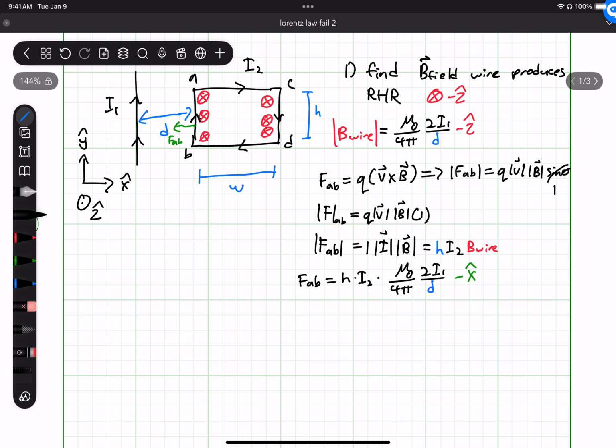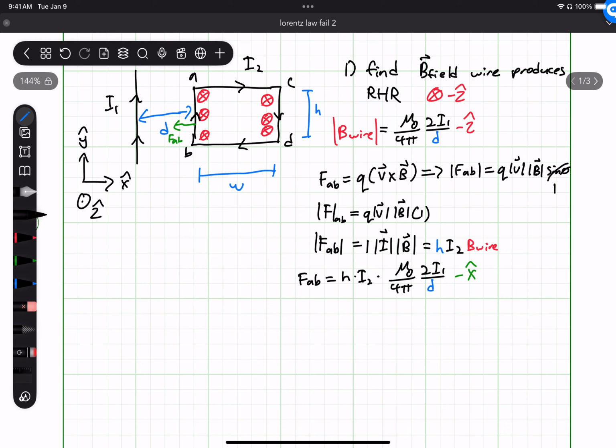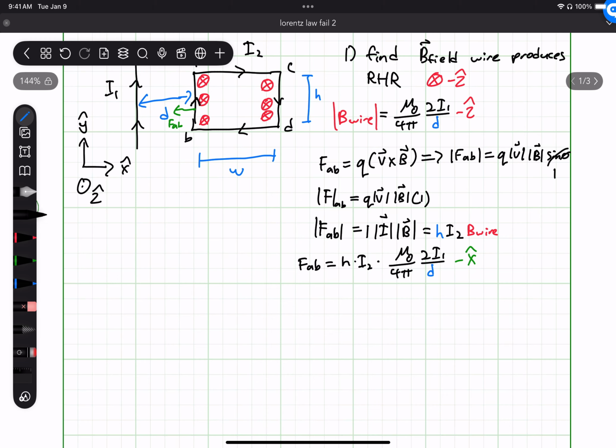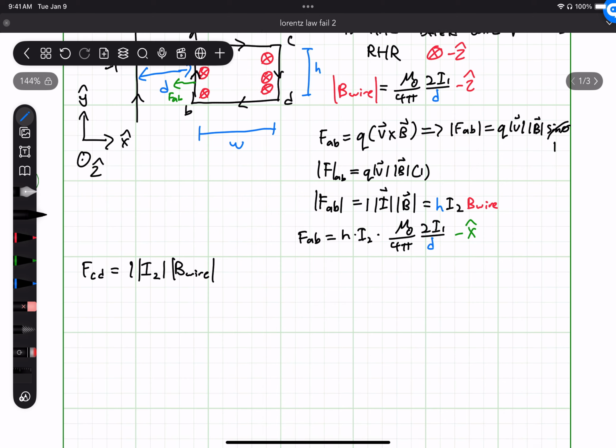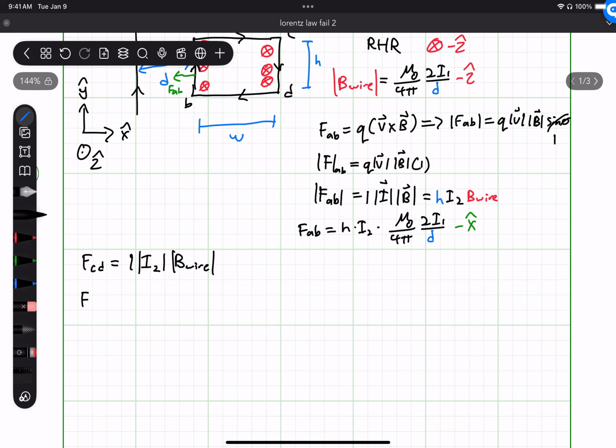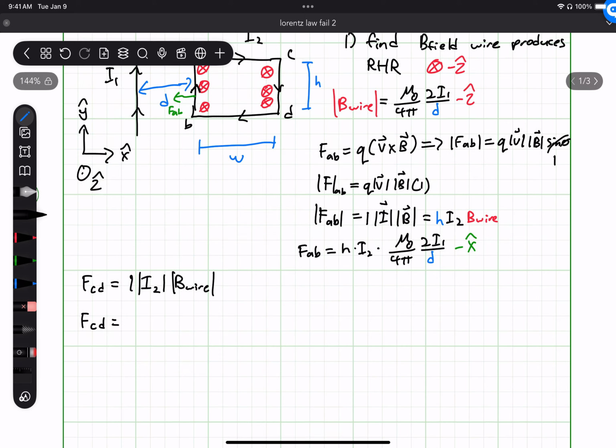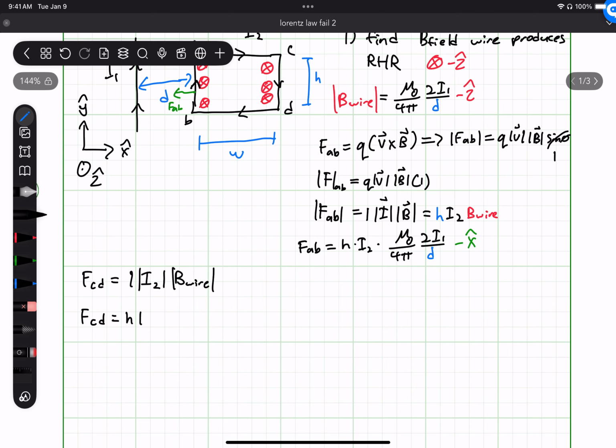Now for our right-hand side, we see that there's still a magnetic field on the right at C and D. So we must take that into account. So let's calculate that. We have F of C and D now. And I'll take a very similar process. We already know that this will just be equal to the length of the segment times the current, I2, times the B field of the wire. In this case, the length is still h, right? From C to D is still h. I2 is I2.